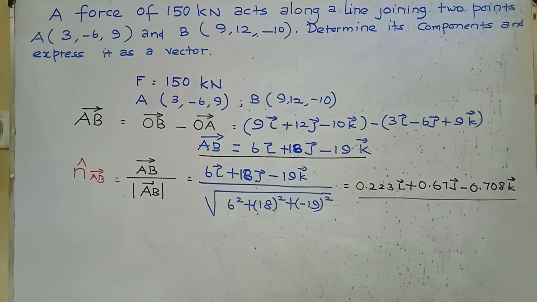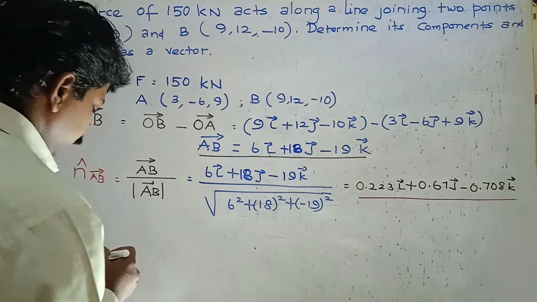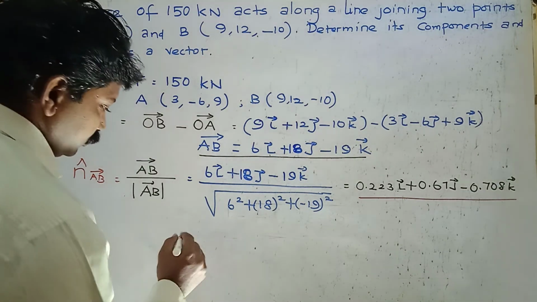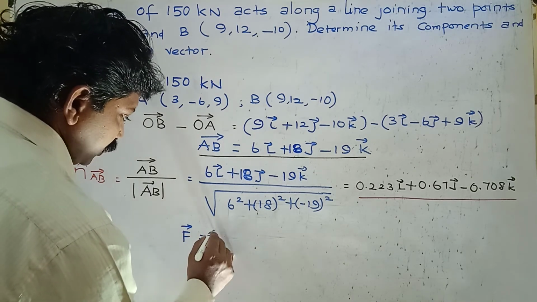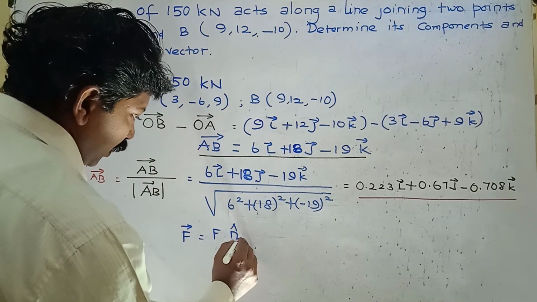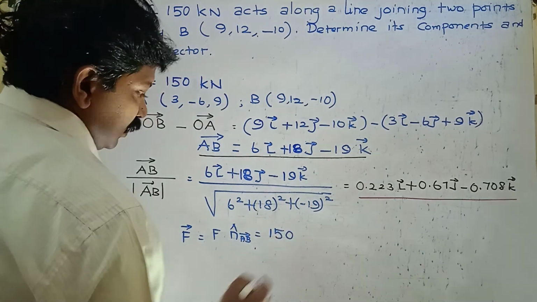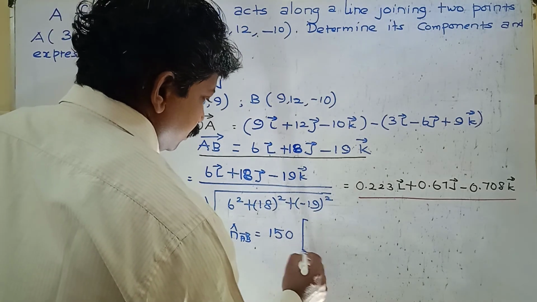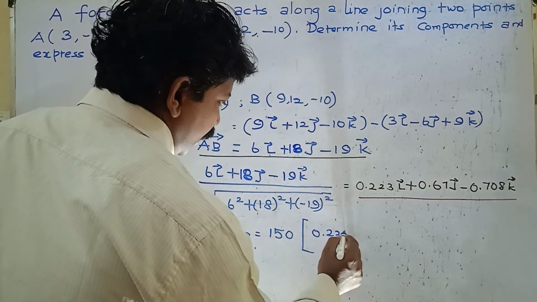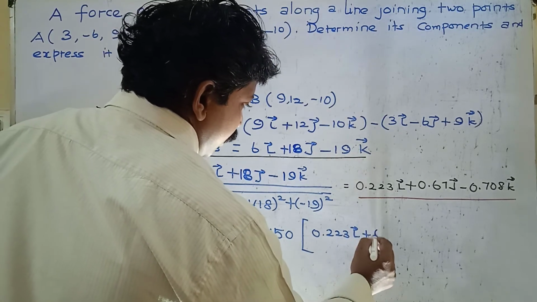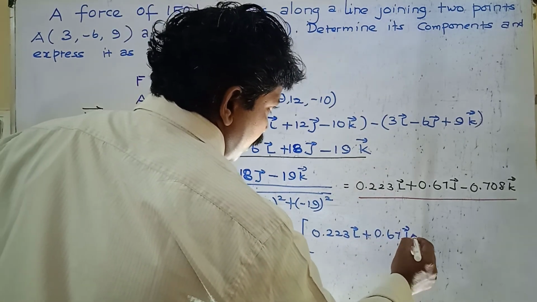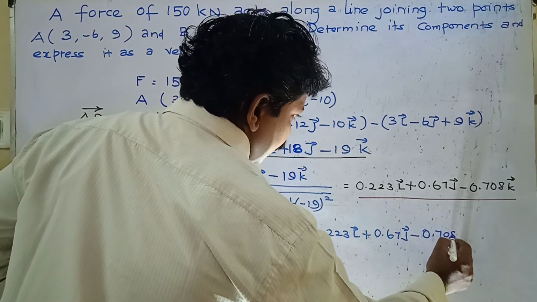So next, our aim is to find the F vector, force vector. So F vector equal to F into n cap of AB vector. So F equal to 150 kilonewton into n cap of AB vector equal to 0.223 I vector plus 0.67 J vector minus 0.708 K vector.